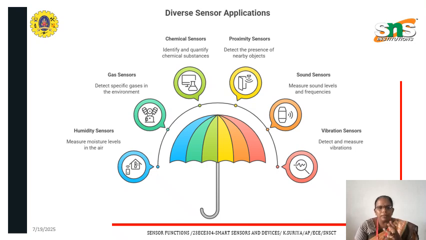Some of the other sensors are, say, humidity sensors, which measure the amount of moisture in the air. Then gas sensors, which detect the presence or concentration of specific gases. Then magnetic field sensors, which measure the strength and direction of the magnetic field. Then force sensors, which measure the amount of force applied to an object. Level sensors, which detect the level of a liquid or solid in a container. Apart from this, we have chemical sensors, sound sensors, vibration sensors, etc.